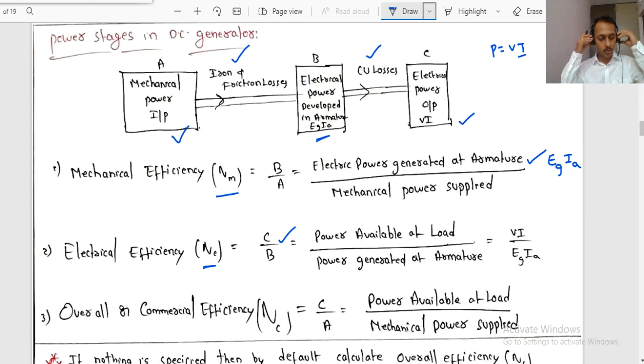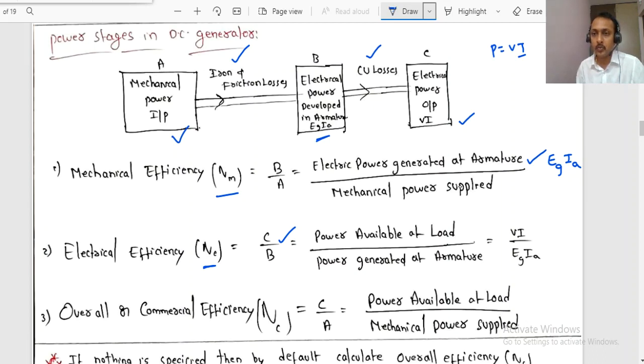Right? So dear students, don't directly watch this video. Before watching this video, please complete the basics of DC machines classifications. Different types of DC machines and different terminology. What do you mean by V, IL, Eg, Ia, Rsh, Rse? Are you getting? All those terminologies are important.